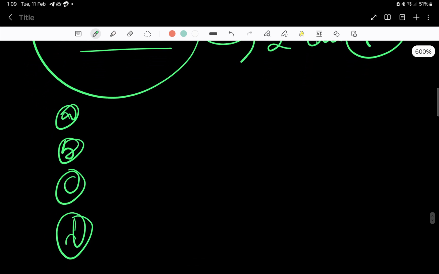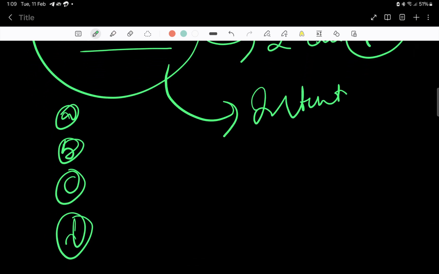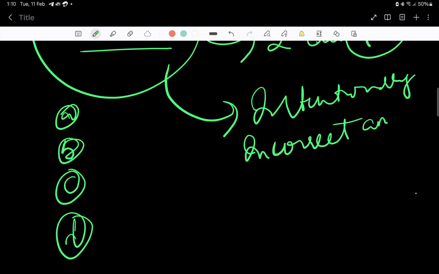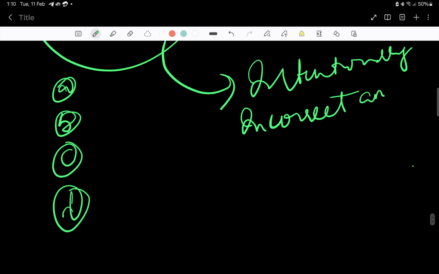So the CLAT passage intentionally places incorrect answer choices. But with the Grandmaster cause and effect elimination method, you will never fail for this trap again.